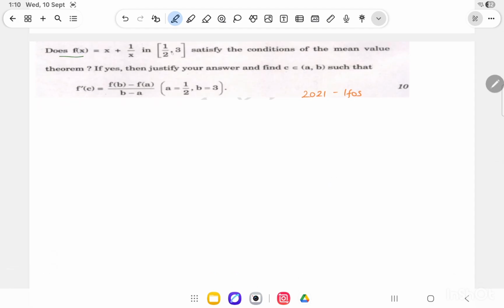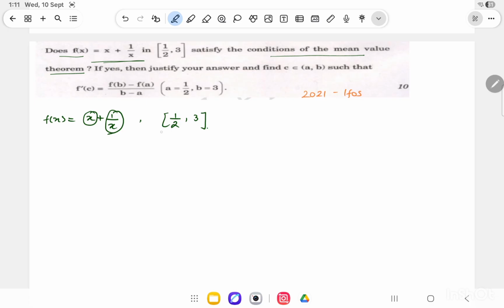it asks us to check if this function f(x) verifies the condition of the mean value theorem. So f(x) is given to us as x plus 1 by x, and it asks us to verify conditions in the interval 1/2 comma 3. So you see that f(x) is basically a sum of two functions, that is x and 1 by x, and the only problematic point for continuity and differentiability of this function can be x equals 0 only.